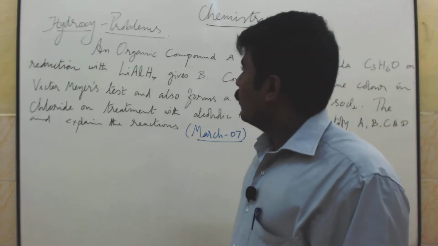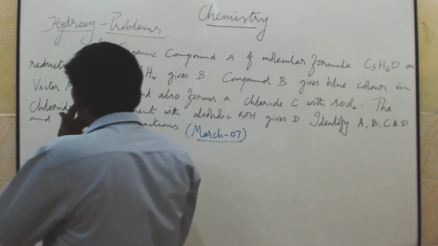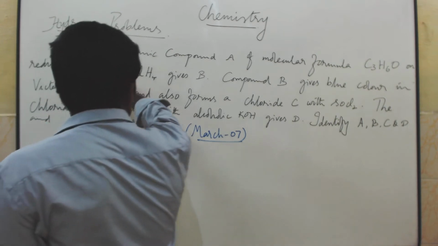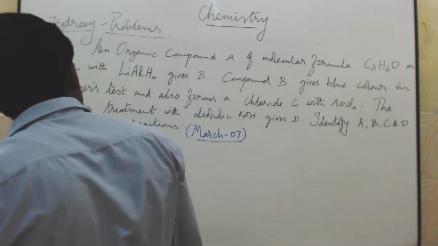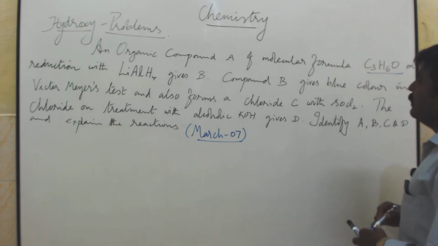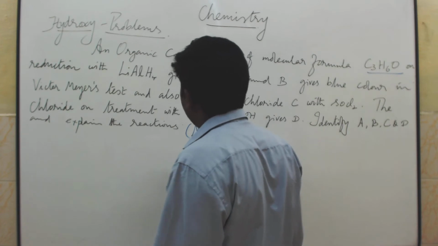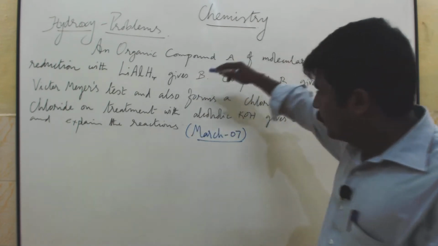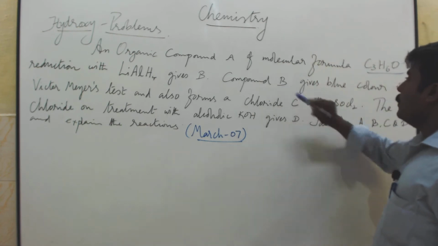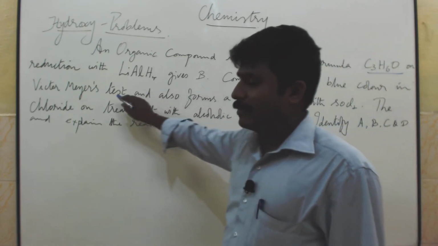Okay, students. Now we are going to learn a problem in hydroxy derivatives. One problem they asked in March 2007: an organic compound A of molecular formula C3H6O, on reduction with lithium aluminum hydride, gives B. We don't have any idea what A and B are. Compound B gives a blue color in the Victor Meyer test.